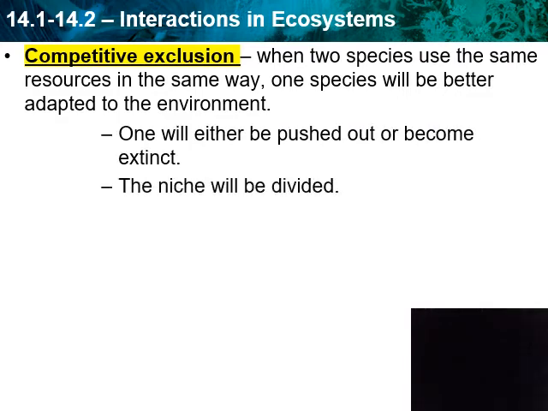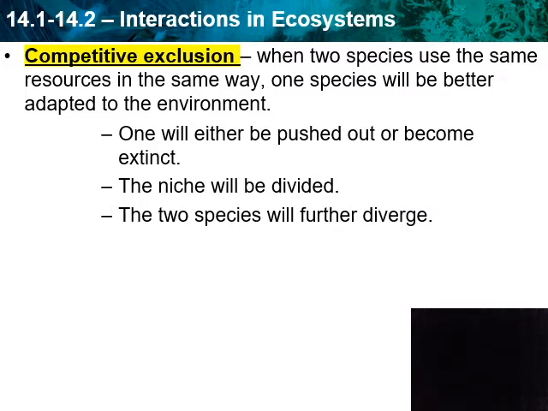Now we have this thing called competitive exclusion. This is when two species use the same resources in the same way, but one species will be better adapted to that environment. Because of that, one will either be pushed out or become extinct. One's going to be pushed out of that environment and told, you've got to go find somewhere else to live because I'm here doing this. Sometimes the niche can be divided and those two species can live together. But usually those two species will diverge, separate from each other to find new niches and evolve separately.